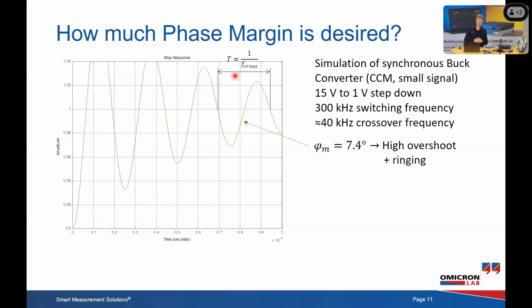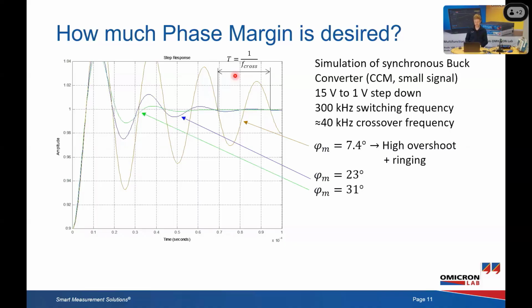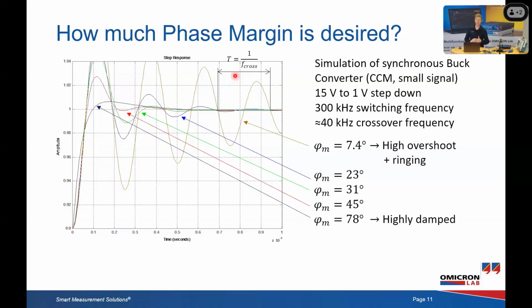And 7 degrees phase margin means very low damping. That's why we have so many rings. If we look at 23 degrees of phase margin, that looks already better. We have more damping and less rings. 31, even better. 45, even better. And when we approach values that are 70 degrees and beyond, then we don't see any ringing anymore. We have a highly damped system and there is no ringing frequency visible in the transient response.